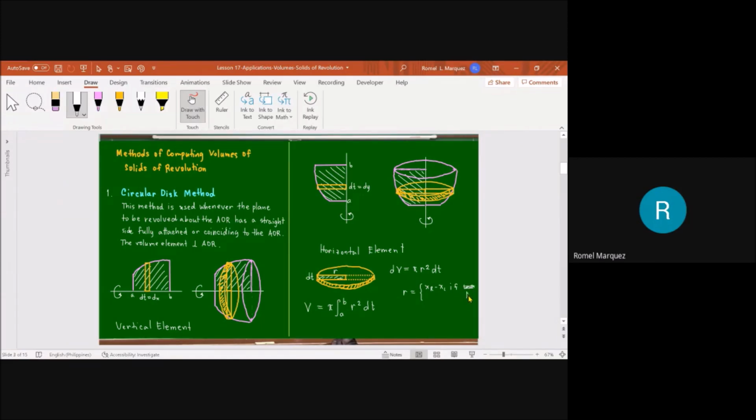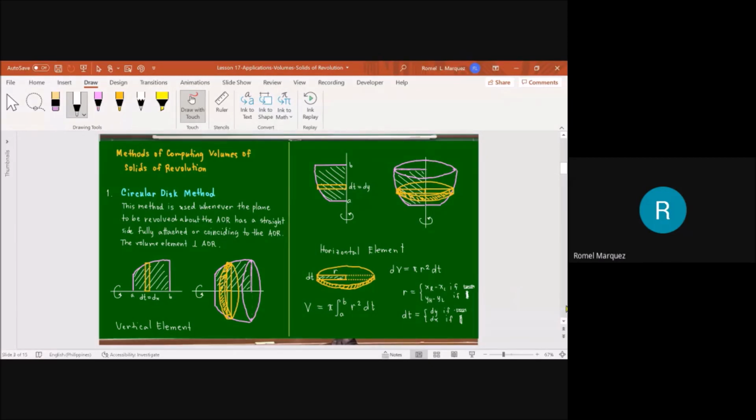If you use a vertical element, the radius is y higher minus y lower. And the dt, of course, is either dy if it's a horizontal element, or dx if it's a vertical element. Okay, guys? So that is how to use this circular disk method. This is the formula for finding the volume of this solid.